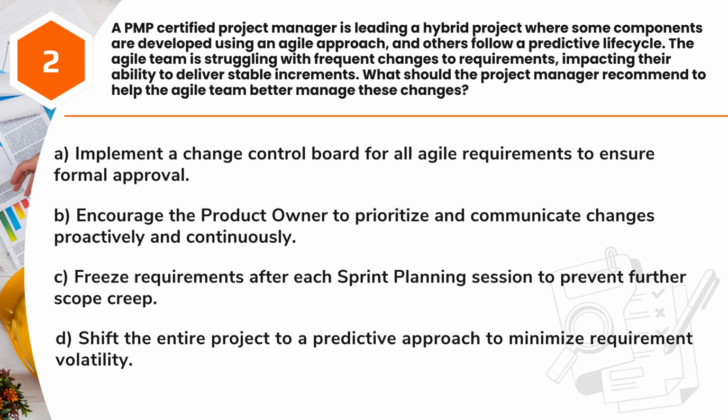A. Implement a change control board for all Agile requirements to ensure formal approval. B. Encourage the product owner to prioritize and communicate changes proactively and continuously. C. Freeze requirements after each sprint planning session to prevent further scope creep. D. Shift the entire project to a predictive approach to minimize requirement volatility.